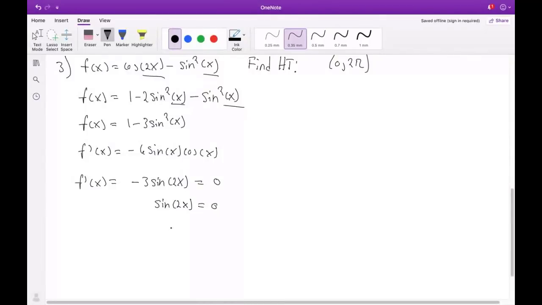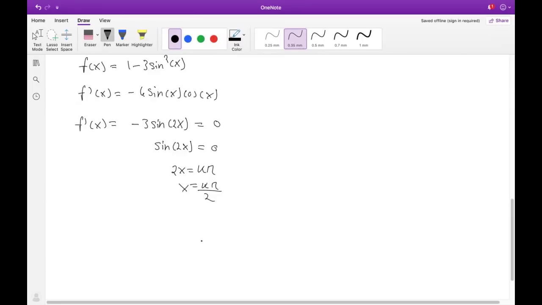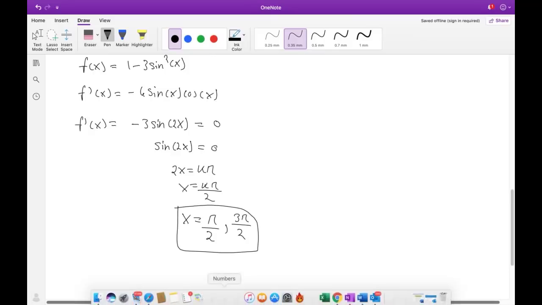And sine is equal to 0 at k pi. So 2x equals k pi, and then x equals k pi halves. And then you plug in your various values for k starting from 0, just up until you get x values below 2 pi. So in this case, it would be x equals pi halves and 3 pi halves. Okay, any questions on that one?